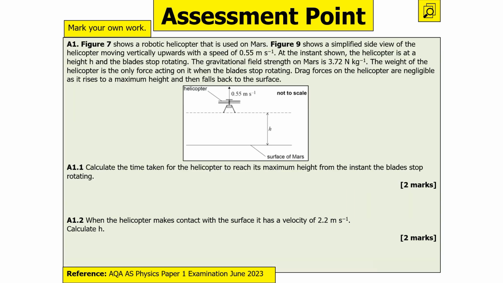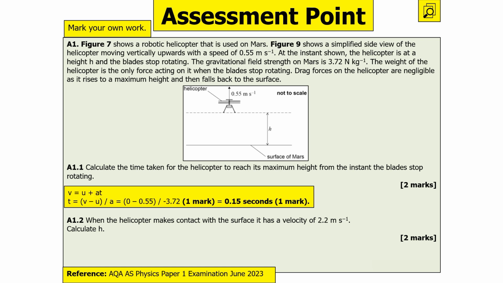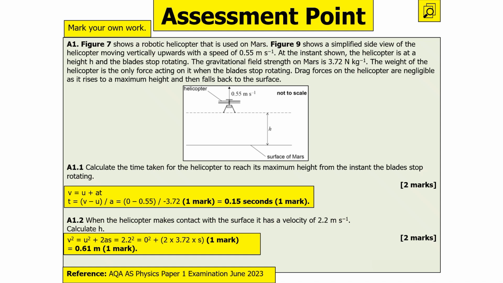Right, in this first one, we can say v equals u plus at. So t equals v minus u over a. You pop in all the values and you get 0.15 seconds. Secondly, we can use v squared equals u squared plus 2as. So we can say 2.2 squared equals 0 squared plus 2 times 3.72 times s, so s is 0.61 metres.